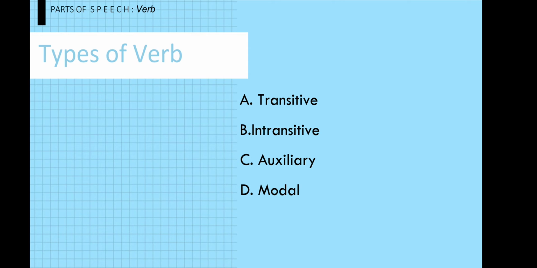So we have 4 types of verbs: the transitive, intransitive, auxiliary, and the modal. Actually, they are quite long, but let's just go with them one by one very shortly. Let us have your transitive verb first.